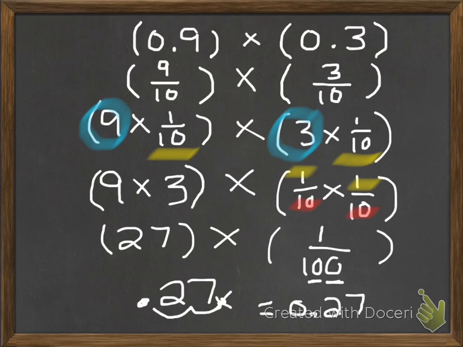This is how you multiply using the properties of multiplication, specifically the associative property of multiplication, to help you.